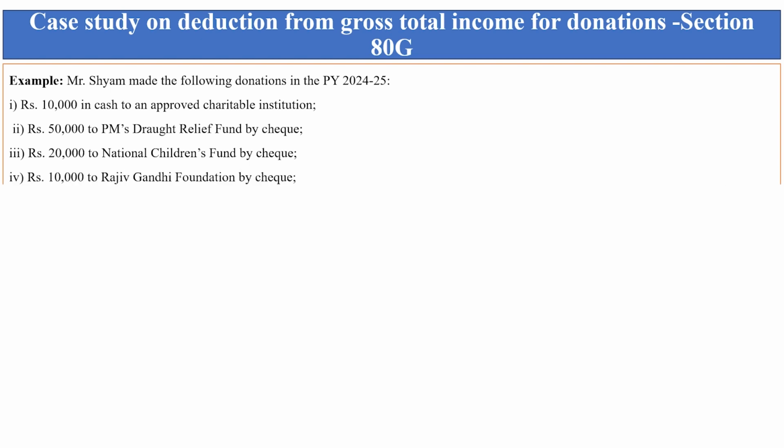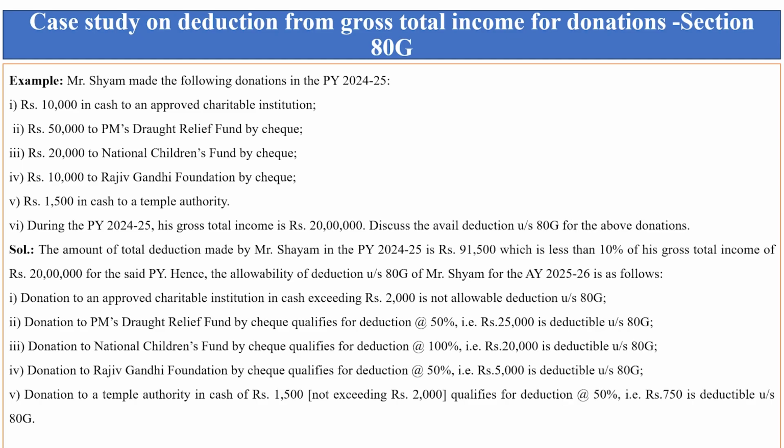So 20,000 is allowable under section 80G. Paid rupees 10,000 to Rajiv Gandhi Foundation by cheque. As the amount is donated to Rajiv Gandhi Foundation, it is entitled to a 50% deduction of the amount donated, that is 5,000 is allowed as deduction under section 80G. Rupees 1,500 in cash to a temple authority. As it is paid to a temple authority, the allowable deduction is at the rate of 50%, and it is still allowable though made in cash because the amount of donation is not exceeding 2,000. So 50% of rupees 1,500 donated in cash to a temple authority, that is rupees 750, is deductible under section 80G.